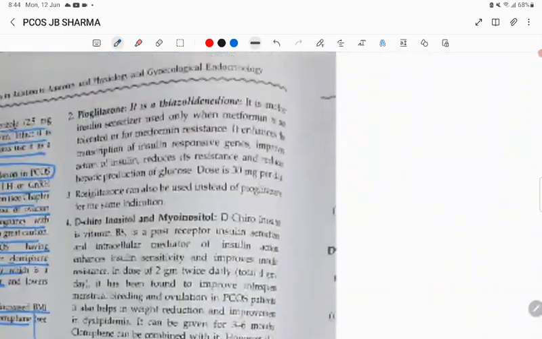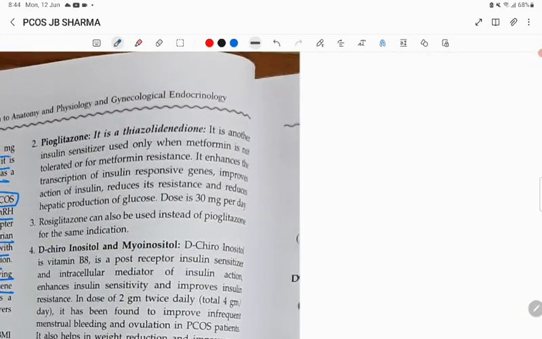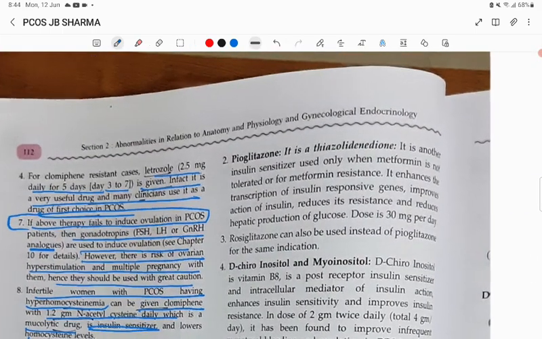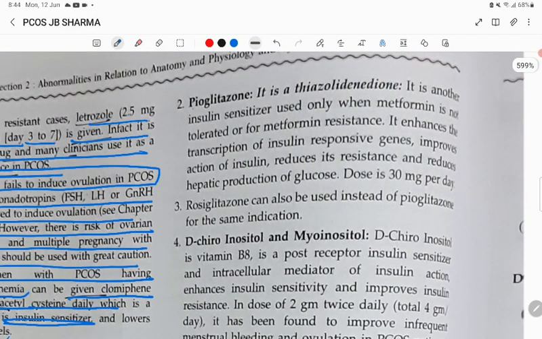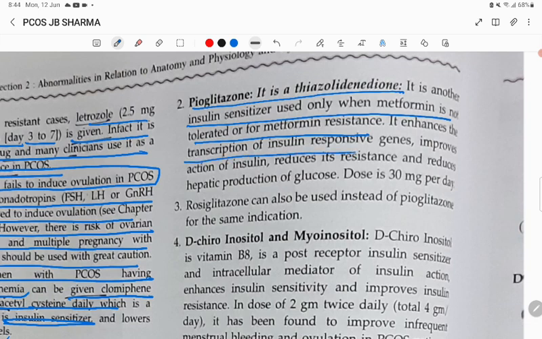Then another insulin sensitizer is pioglitazone. Pioglitazone is a thiazolidinedione. It is used only when metformin is not tolerated or in metformin resistance. It enhances the transcription of insulin responsive genes, improves actions of insulin, reduces the resistance, and reduces hepatic production of glucose. The dose is 30 mg per day. Rosiglitazone can also be used like pioglitazone, for the same indication.